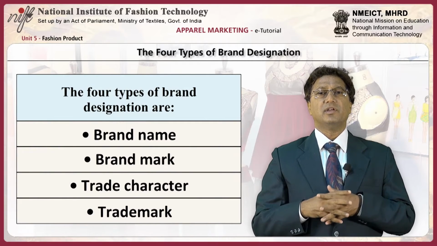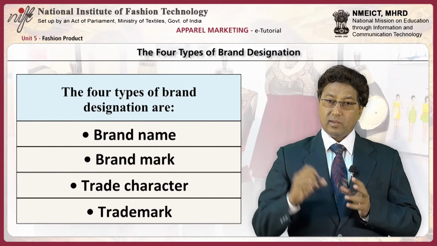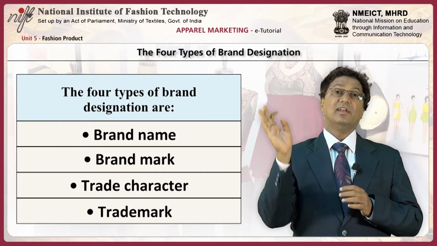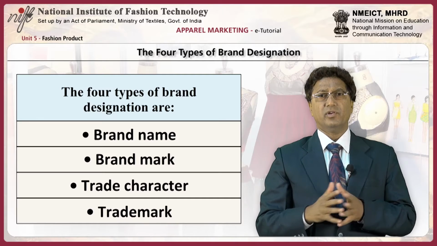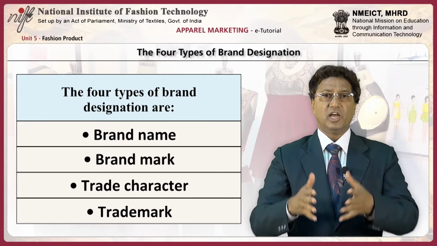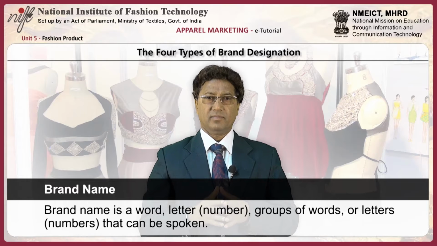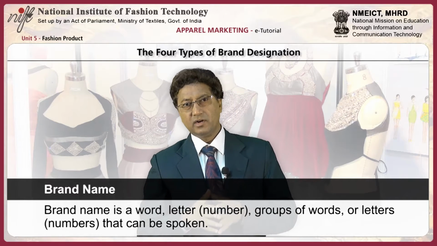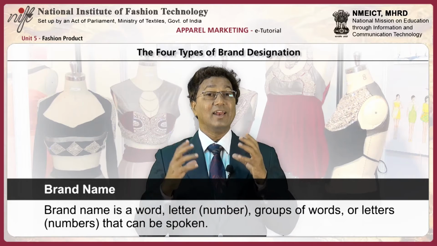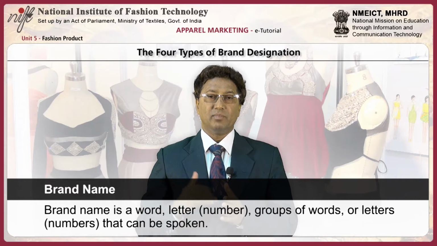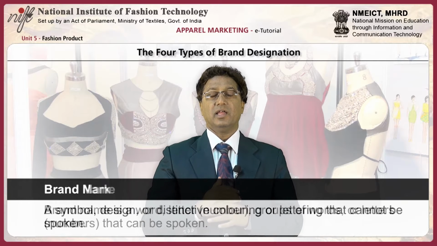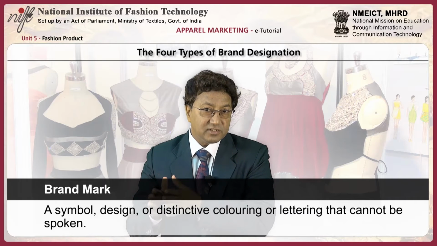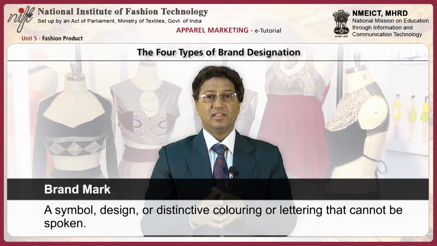The four types of brand designation are brand name, brand mark, trade character and trademark. We will review and learn more about these now. What is a brand name? A brand name is a word, letter, number, or group of words, letters or numbers, that can be spoken. A brand mark is a symbol, design or distinctive coloring or lettering that cannot be spoken.